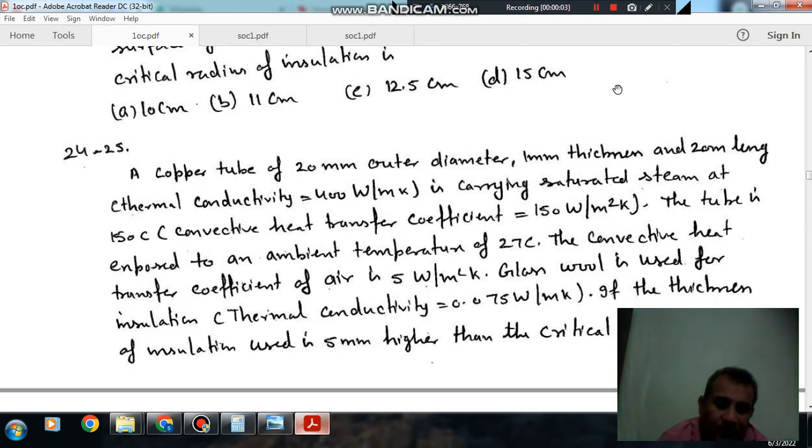Hello, welcome again. We are solving some questions of heat transfer. The topic is one dimensional heat conduction. Question number 24 and 25 carries a common statement.